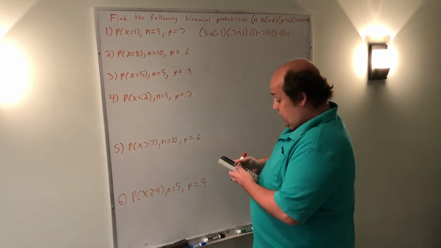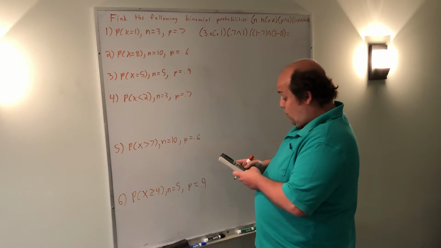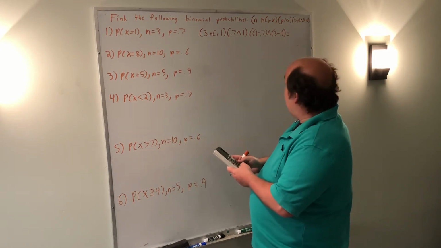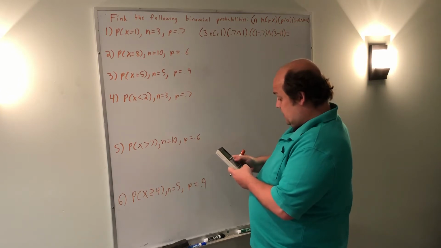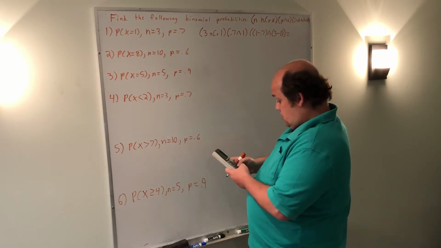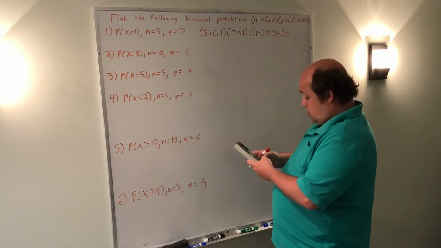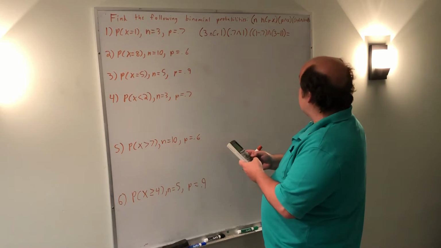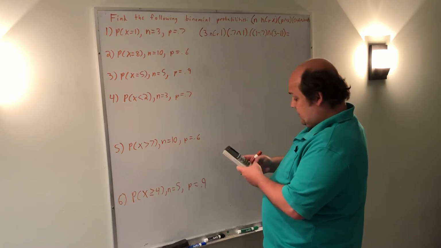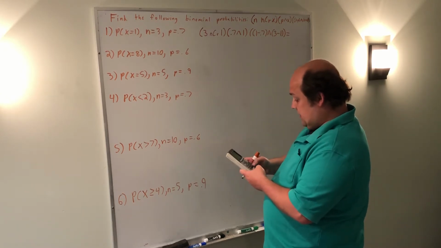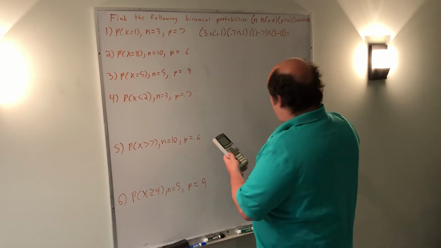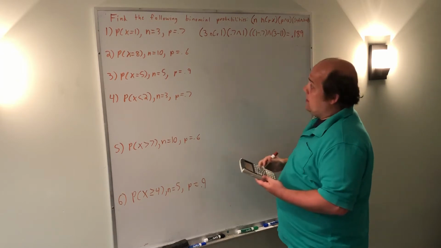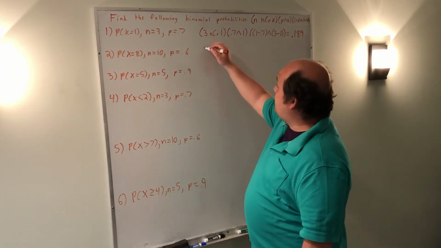If we put this all in correctly, we continue by putting the 1 after the NCR in parentheses, 0.7 to the power of 1, end parentheses, new parentheses, parentheses, 1 minus 0.7, end parentheses, to the power of new parentheses, 3 minus 1, end parentheses, end parentheses. When all that's put in right, I get a probability of 0.189. Setting up the second one, same idea.